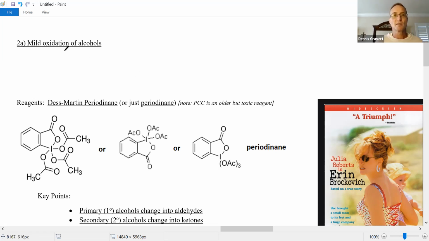If you Google oxidation of alcohols, you're going to get tons of hits for this old reagent called PCC. It's called pyridinium chlorochromate. Let me see if I got it written out here so I can.